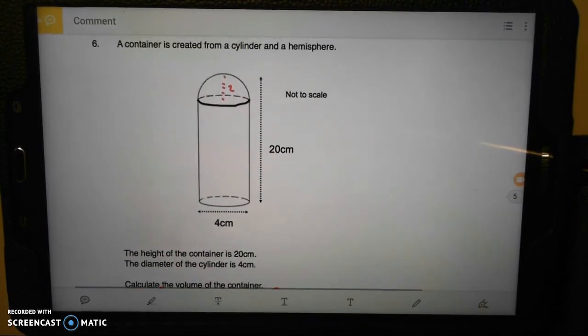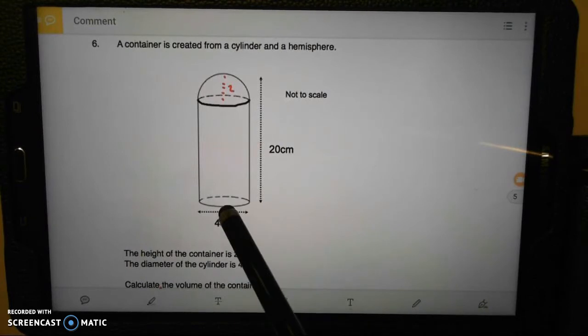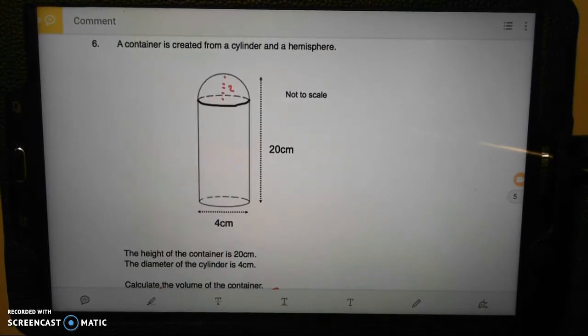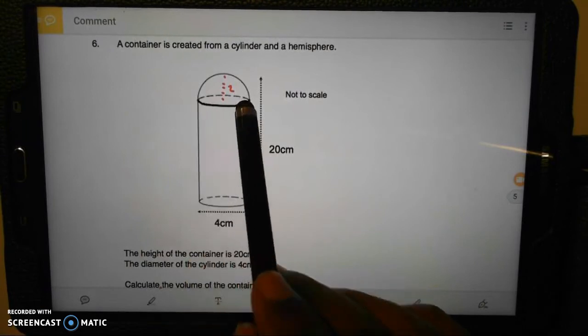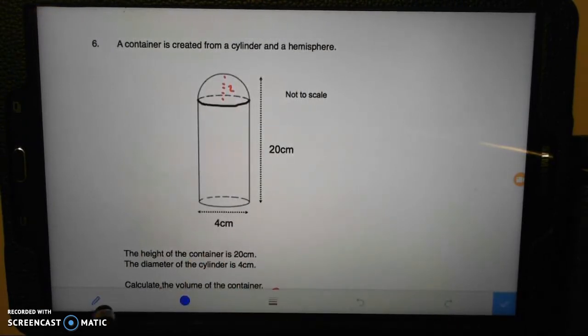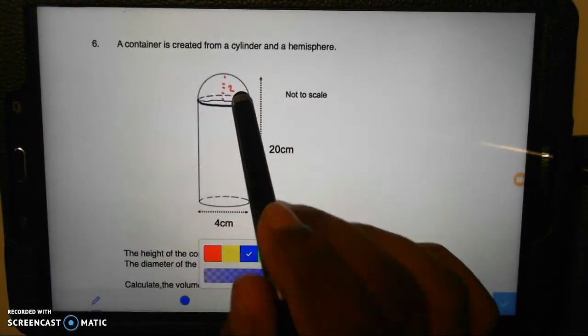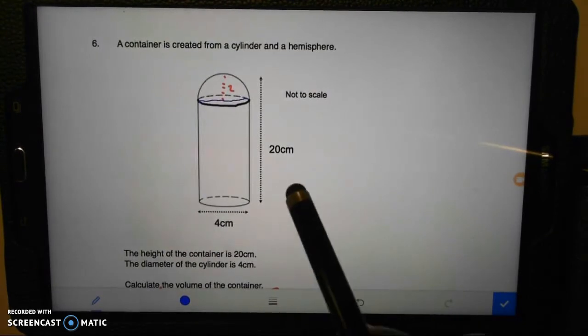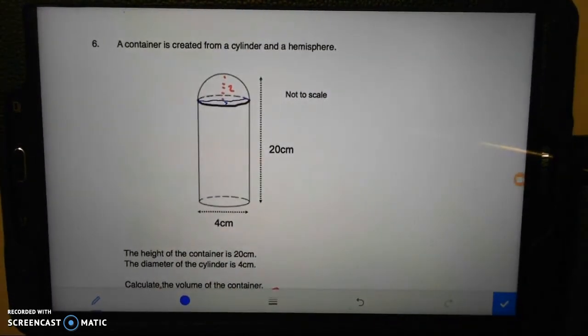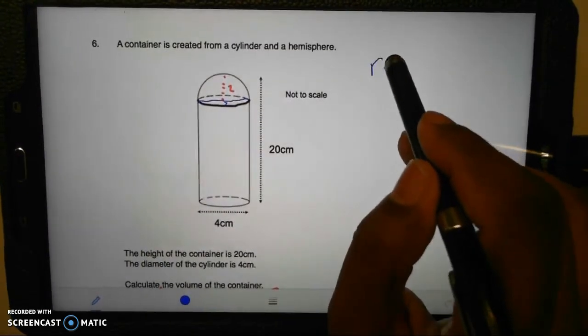The first problem we have to address is, if the total height of the container is 20 centimeters, what is the height of the cylinder? We have to break it up into two shapes, a cylinder and a hemisphere. So what is the height of the cylinder and what is the height of the hemisphere? Well, the clue comes from the fact that the diameter is 4. If the diameter is 4, then the diameter up here is also 4. So if the diameter is 4, then the radius, which is the midpoint, must be 2.